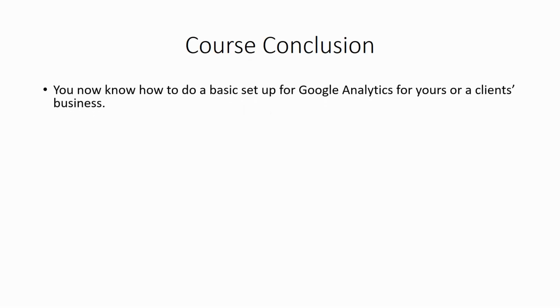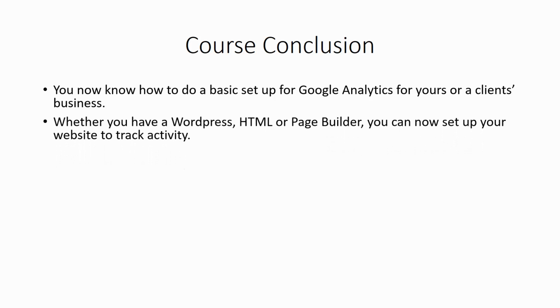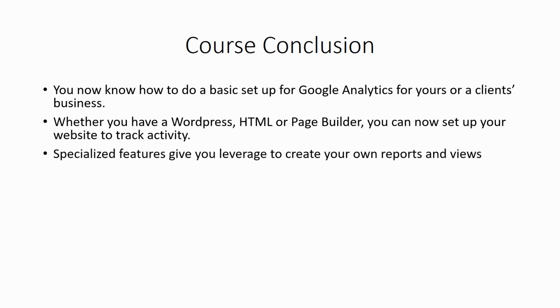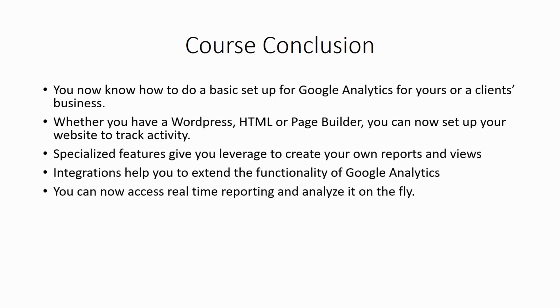In conclusion, you now know how to do a basic setup for Google Analytics for yours or a client's business. Now, whether you have a WordPress, HTML, or page builder site, you can now set up your website to track activity. You've learned that the specialized features give you leverage to create your own reports and views of your information. You've also learned that integrations help you to extend the functionality of Google Analytics and give you even more leverage. And of course, you can now access real-time reporting and analyze it on the fly to know exactly what's happening on your websites at any point in time.